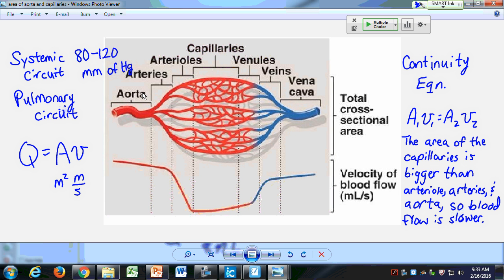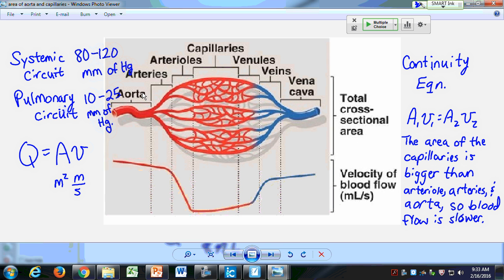Okay, so in the pulmonary circuit, remember, because L is so much shorter for the pulmonary circuit, the pressure is going to be smaller. And so just for reference, in the pulmonary circuit, it's about 10 to 25 millimeters of mercury. All right, so it's almost a tenth of the pressure that you have in the systemic circuit. But you have to have that higher pressure in the systemic circuit because it's so long. You have to push that blood throughout the entire body, and then it has to return back to the heart.